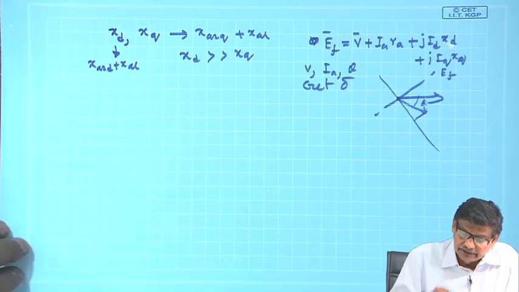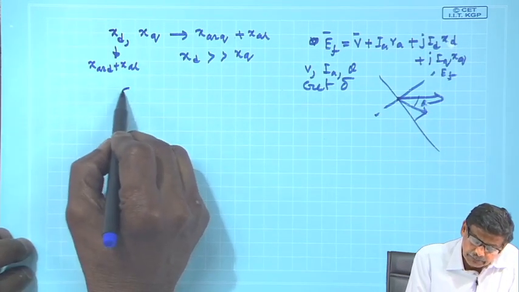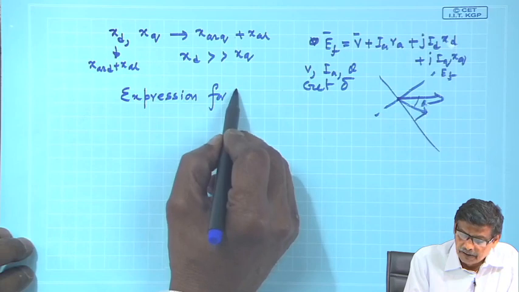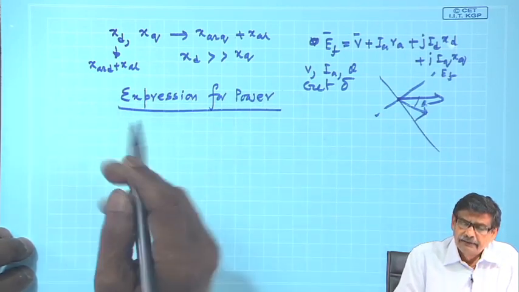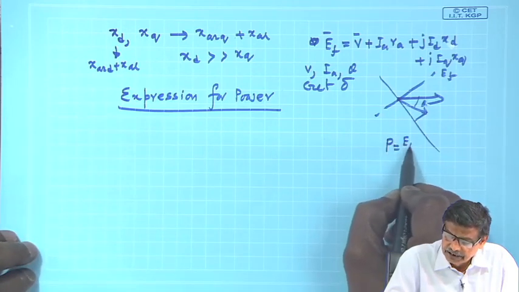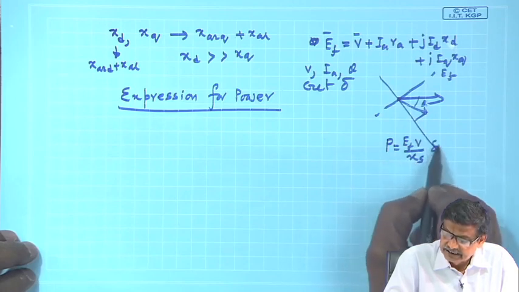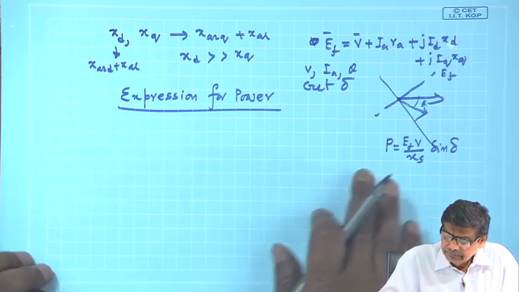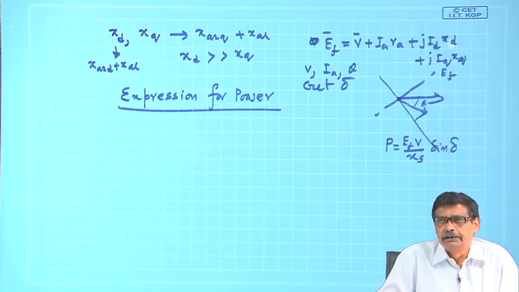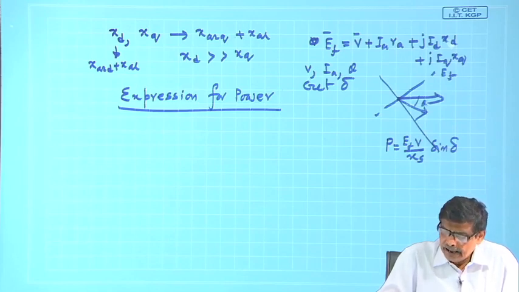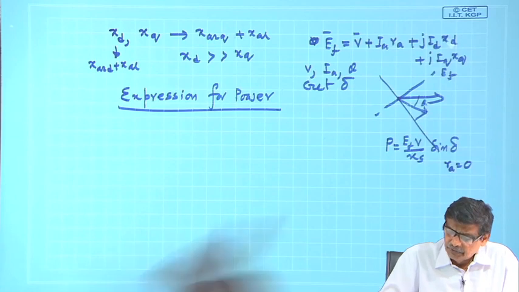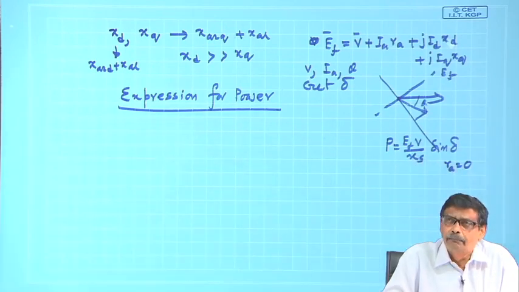Now, today another important thing I will do, that is the expression for power. Like in the cylindrical machine, we found that the real power was equal to Ef V by Xs sin delta, where delta is the angle. Similarly, we will try to derive an expression for a salient pole machine. In this expression, recall Ra was assumed to be 0. Of course, I could take Ra into account, and another term will come.